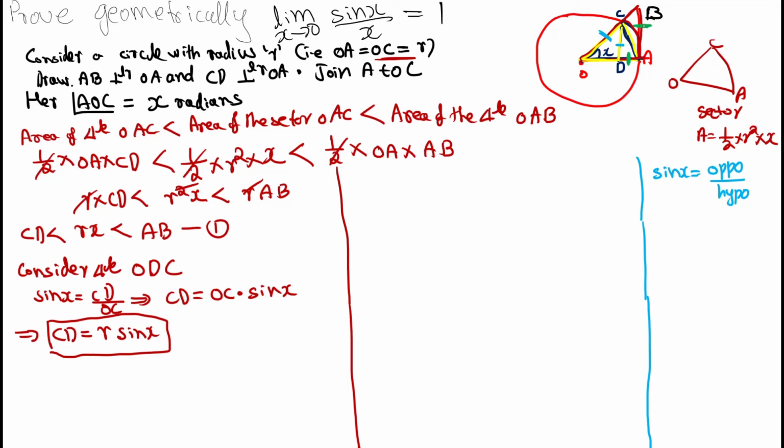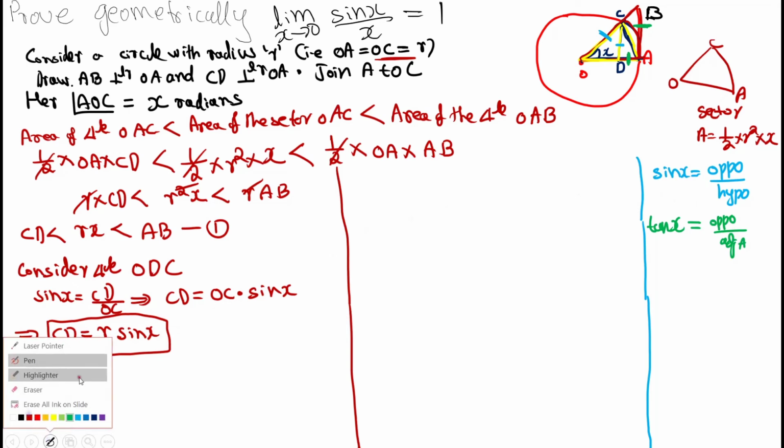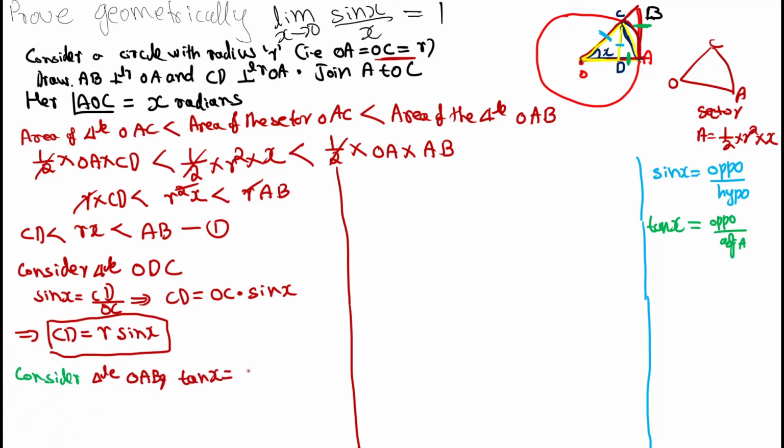This is the opposite side, this is the adjacent side. The trigonometric function related by those two sides is tan x. We can define it as opposite side divided by the adjacent side. So consider the triangle OAB. In this triangle, tan x is opposite side, that is AB, divided by the adjacent side OA.